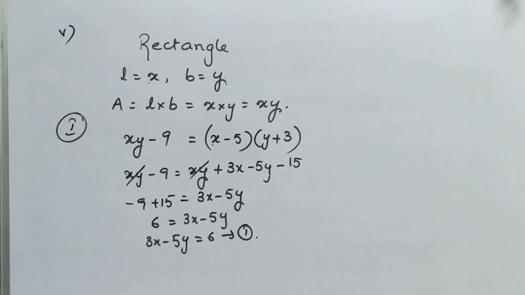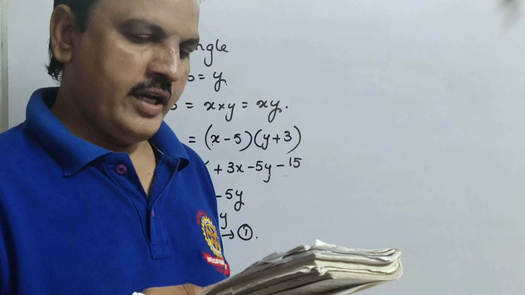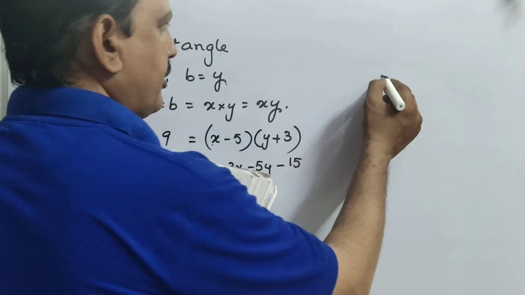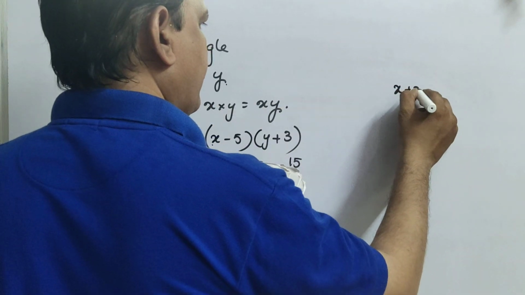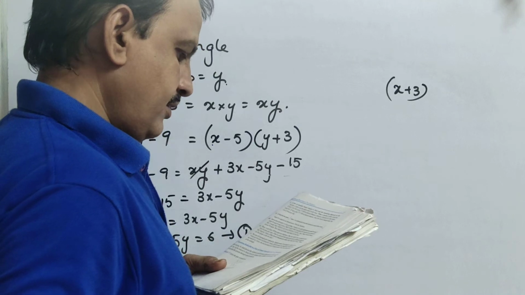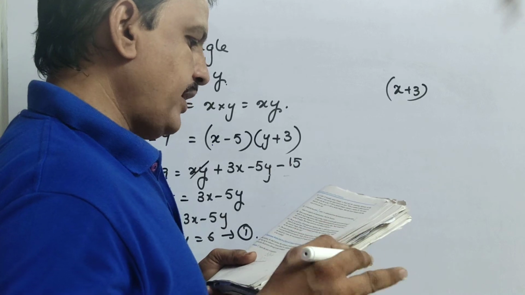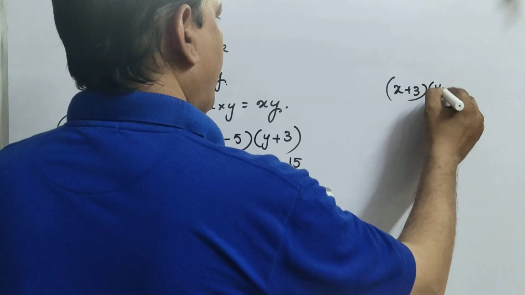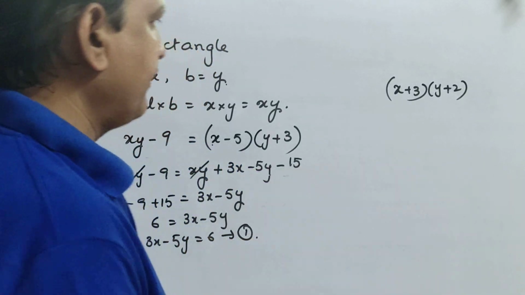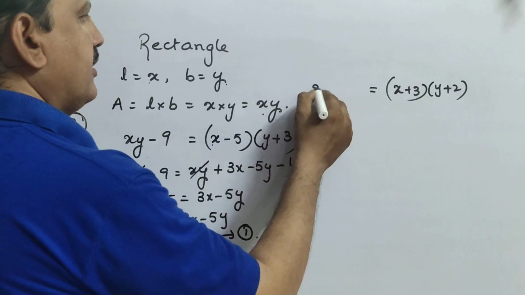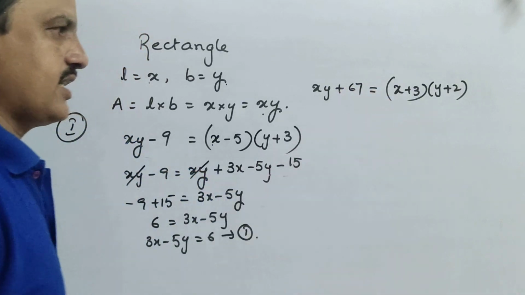Okay. Now coming to the second one. If you increase the length by 3 units. Length means how much? x. Increase means plus, so x plus 3. And breadth by 2 units. That means if you increase the length by 3 units and breadth by 2 units, so y plus 2. Okay. Then the area increases by 67. That means the actual area is xy, it increases by 67. Sorry, it increases by 67.